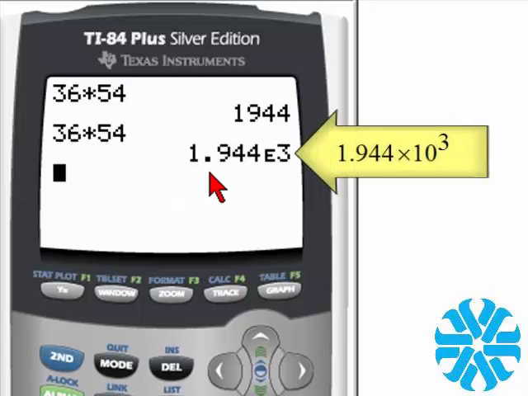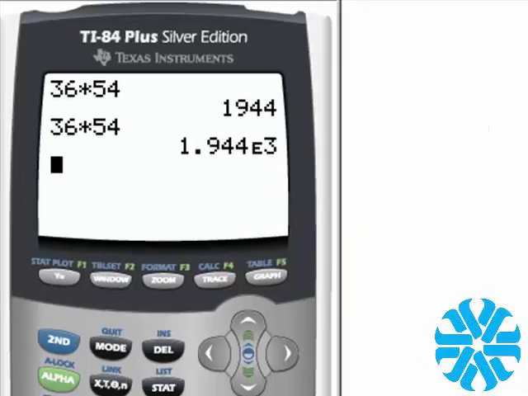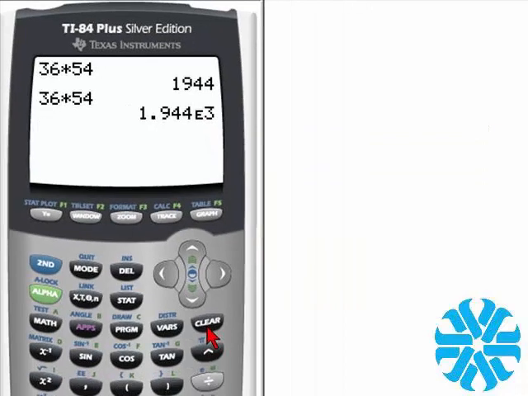This means 1.944 times 10 to the third power. The capital E represents times 10, and the 3 represents to the third power. To clear the screen, we will go ahead and click Clear. Unless you want your answer displayed in scientific notation, keep the calculator in normal mode. So let's go back to the normal mode.